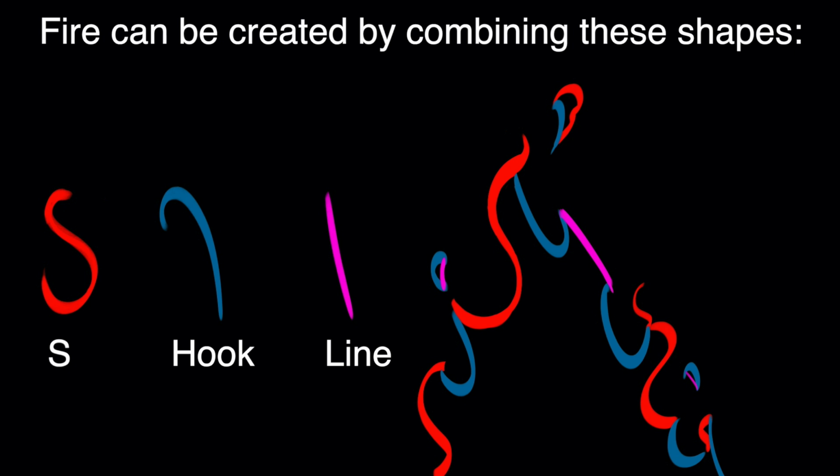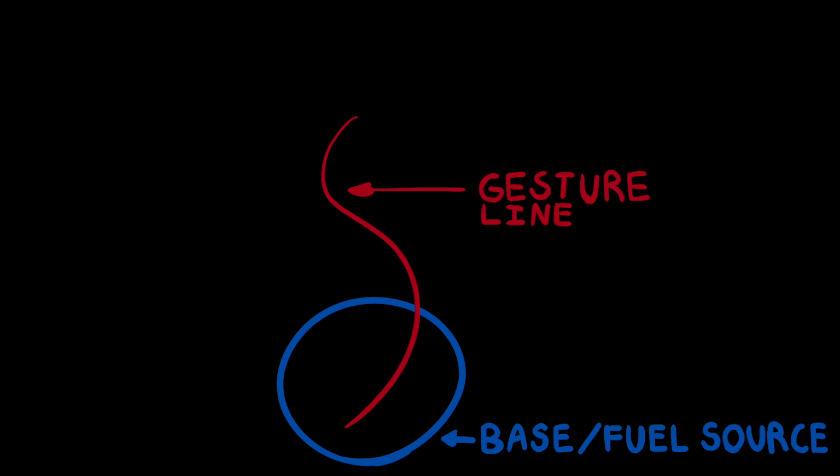Fire and flames can be easily created by combining these shapes: S, hooks, and straight lines. A quick recap for how to draw fire. Establish the fuel source. This is the base for where the energy is coming from. Draw a simple gesture line to guide the shape of the fire. This is usually some kind of S-curve.